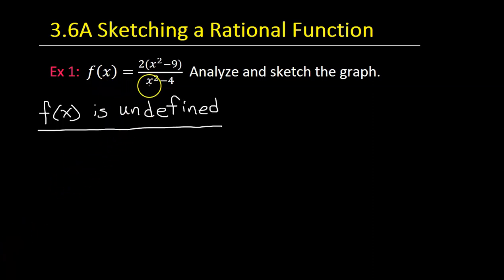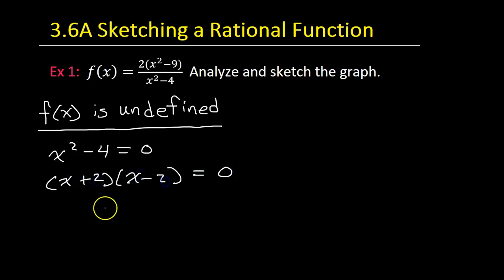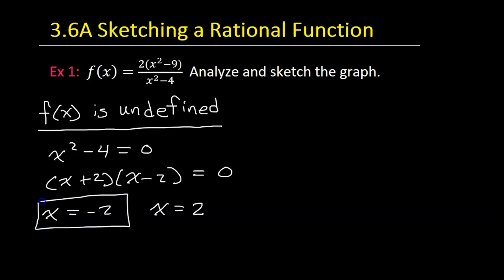The function will be undefined where the denominator is equal to 0. So we can go ahead and set x squared minus 4 equal to 0. We can either add 4 and take the square root, or we can factor using the difference of two squares. I think I'll go ahead and factor this time. x plus 2 times x minus 2. Using the zero product property, we quickly see that x equals negative 2 and x equals positive 2 are the two spots where the function is undefined. Of course, these are the vertical asymptotes.